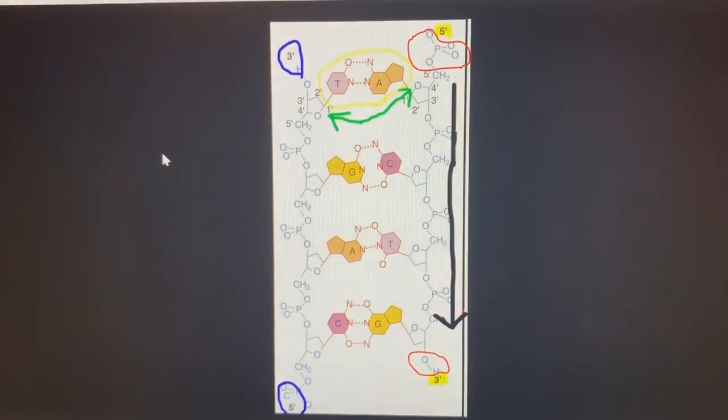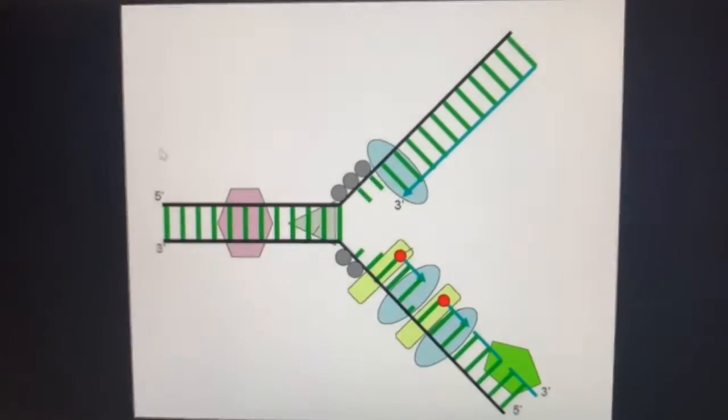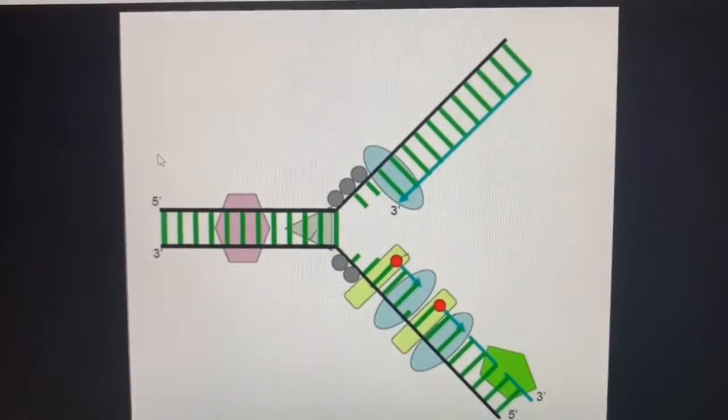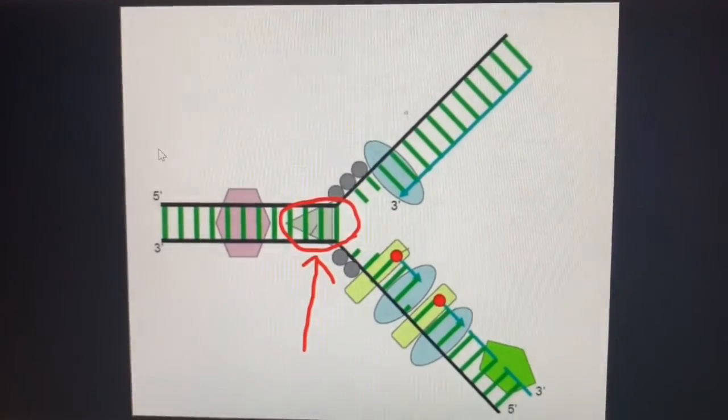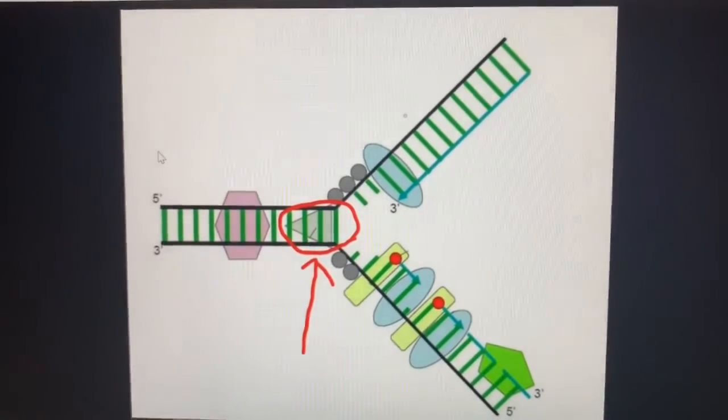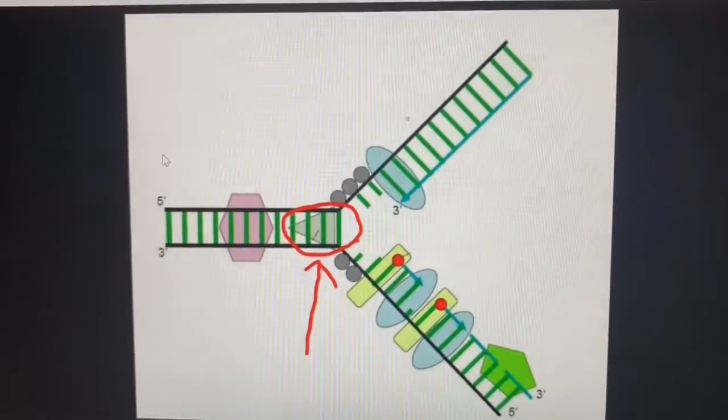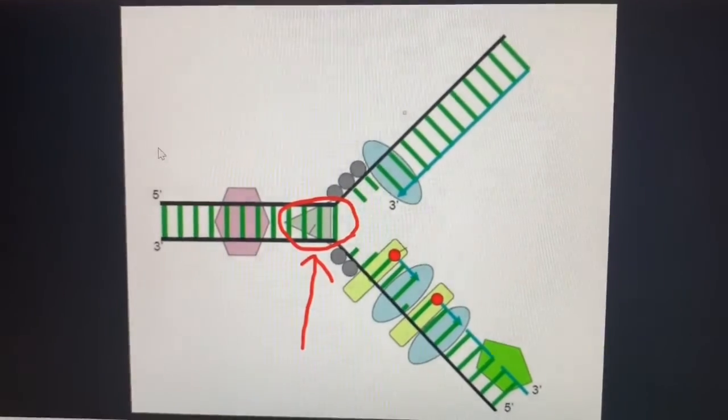Now let's take a look at DNA replication. Bob's DNA must be opened for DNA replication to occur. Helicase is on the case. Helicase breaks the hydrogen bonds between nucleotides and opens up the DNA.